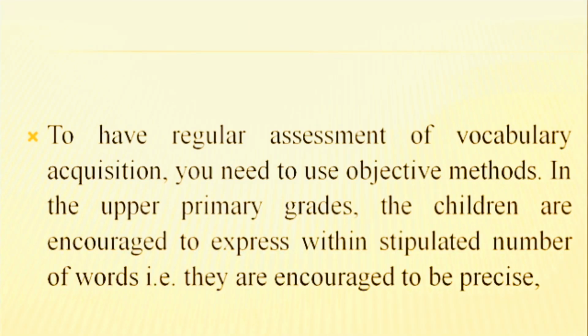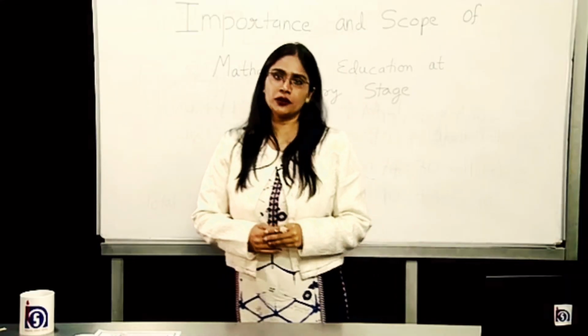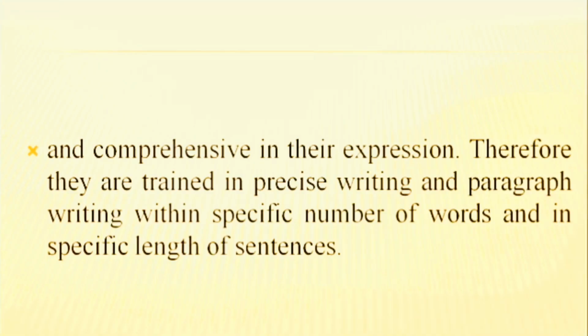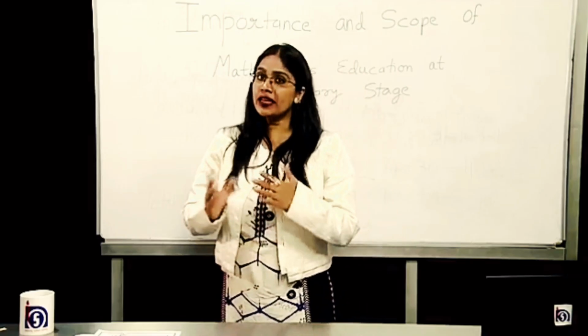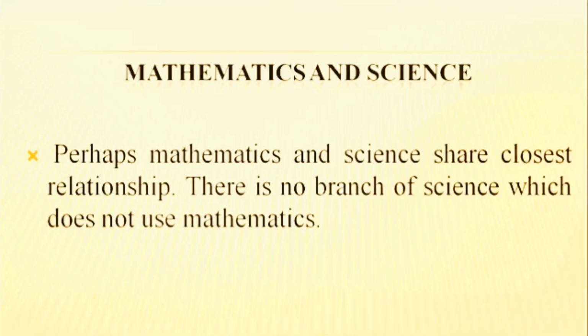In the upper primary grade, the children are encouraged to express within a stipulated number of words, that is, they are encouraged to be precise and comprehensive in their expression. Therefore, they are trained in precise writing and paragraph writing within a specific number of words and in specific length of sentences. Now next relation is between mathematics and science.